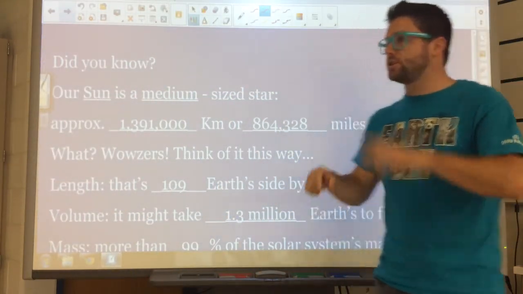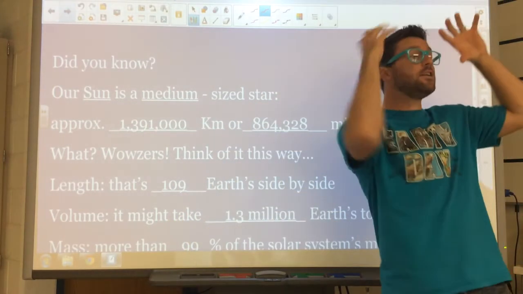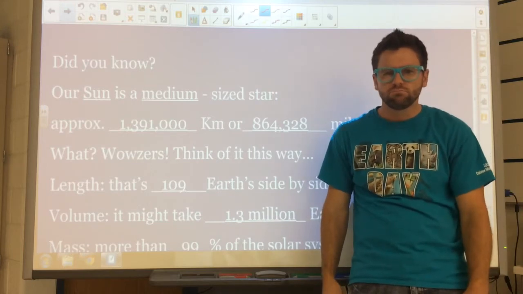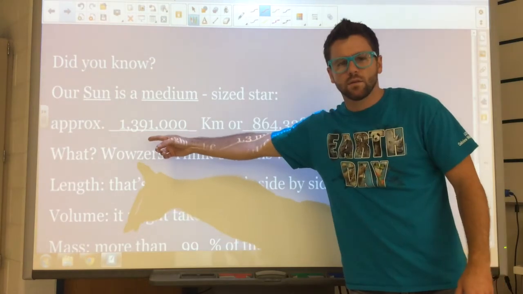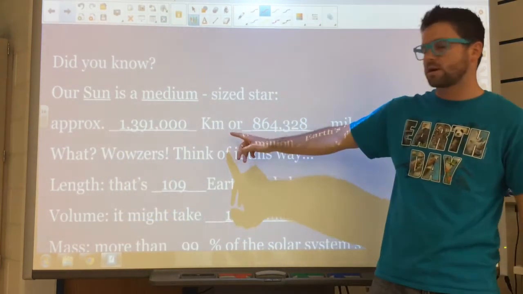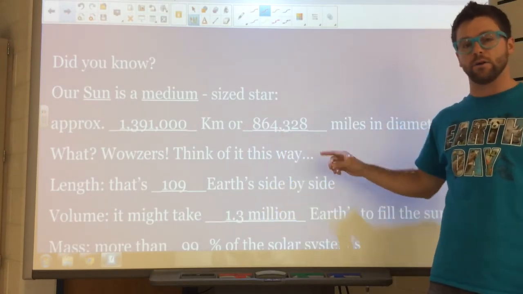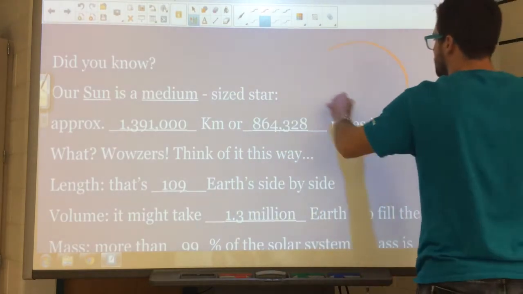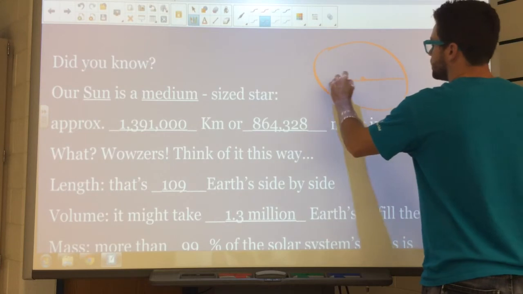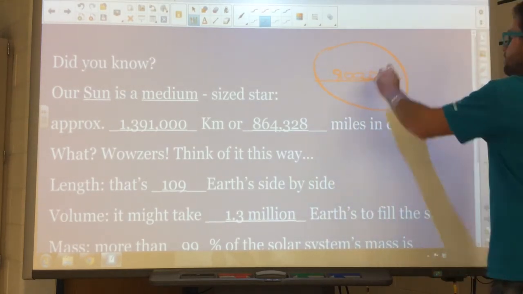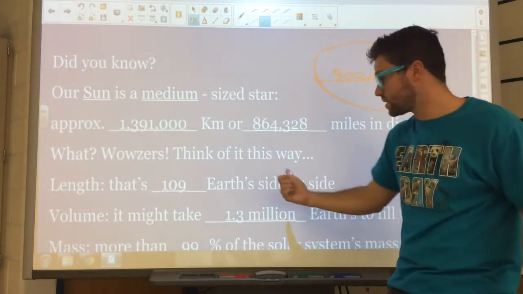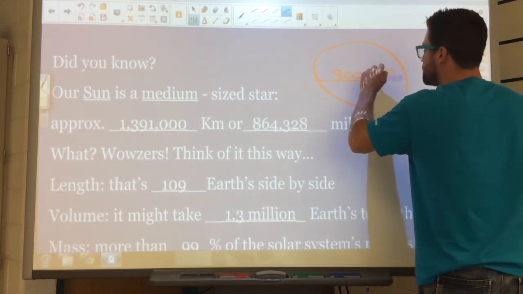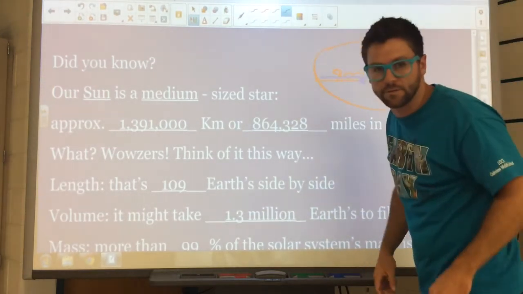Did you know, our sun is ginormous compared to us, but if we compare it to other stars, it's just medium, it's just regular, it's just average. Crazy. We can see the approximate size is over 1 million kilometers in diameter. That's over 800,000 miles in diameter. So if we were to draw, right, here's the sun. That's not a very good circle. Diameter, 800,000 miles across. Wowzers! So let's think of it like this. It would take 109 Earths lined up one by one next to each other, 109 of them, all the way across to make the diameter of the sun.